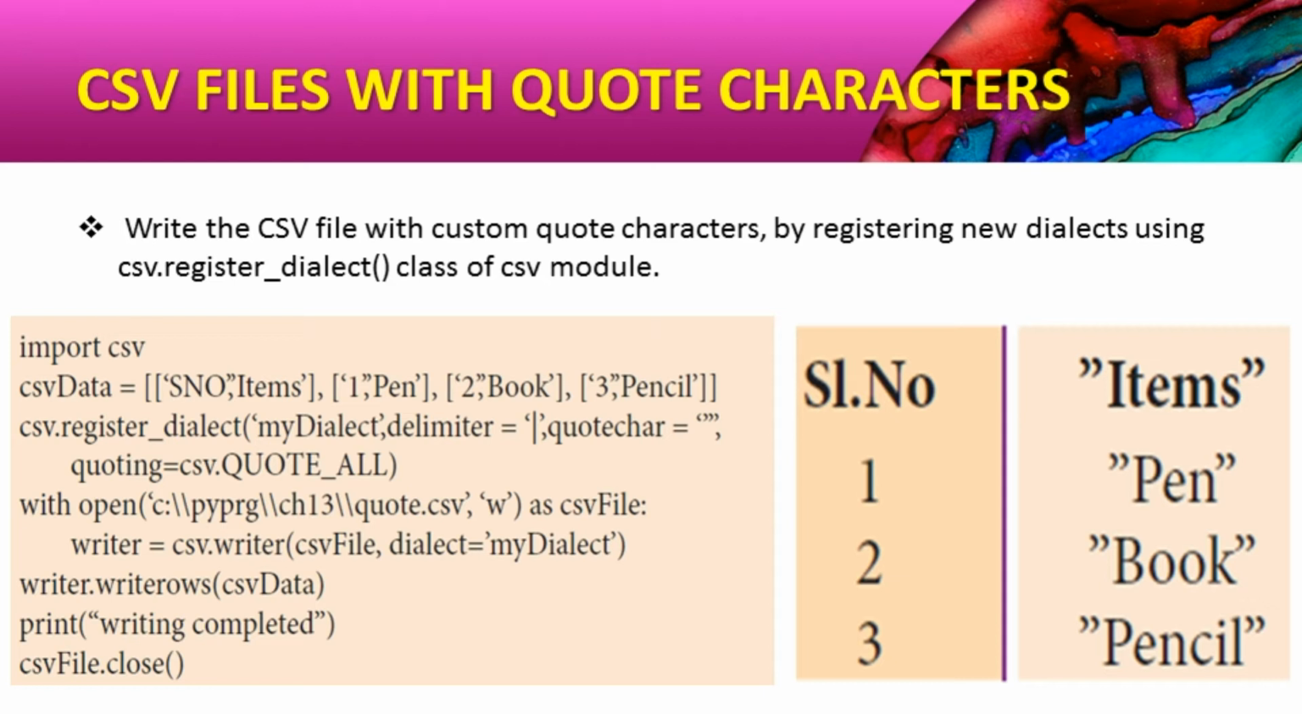Here the output is serial number, items, 1 pen, 2 book, 3 pencil. First we are going to create a notepad file, code.csv. Then we are going to type the program in the python file. After we run the python file, we are going to open the notepad file. So here the data are displayed.